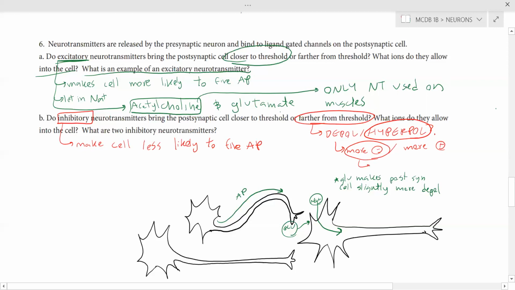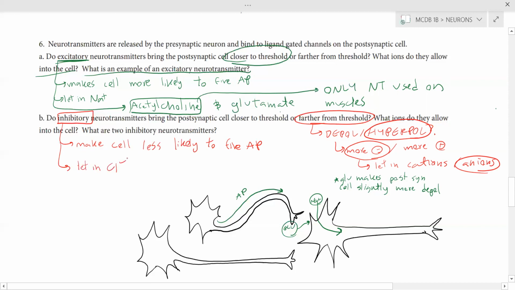threshold. So you can make a good guess about what ions they allow into the cell. Are they going to let in cations, or are they going to let in anions? It's up to you to think about it. To make the cell more negative, you have to let in anions. The specific anion that they let in is chlorine. So they let in chlorine.